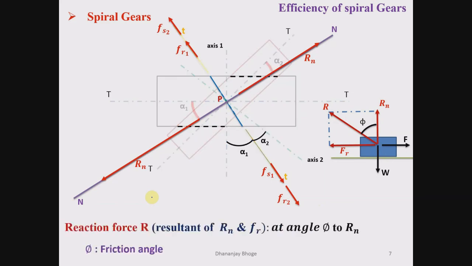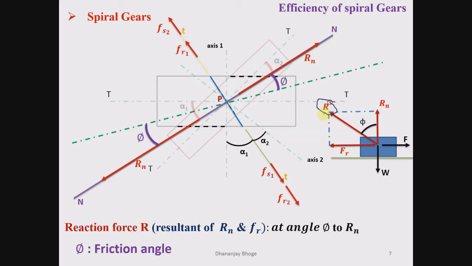Okay, so draw the green line inclined at angle phi to the normal plane Nn. So the green line represents the plane in which the total reacting force R will act. This green plane is inclined at angle phi to the normal plane Nn, along which the normal reaction Rn is there.